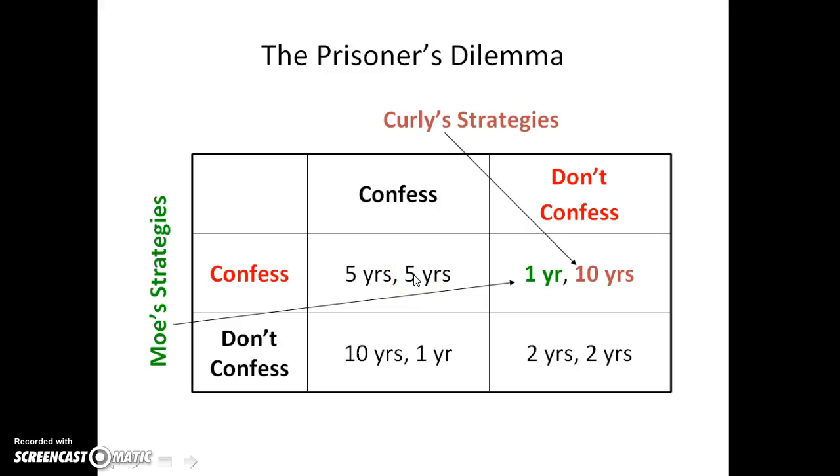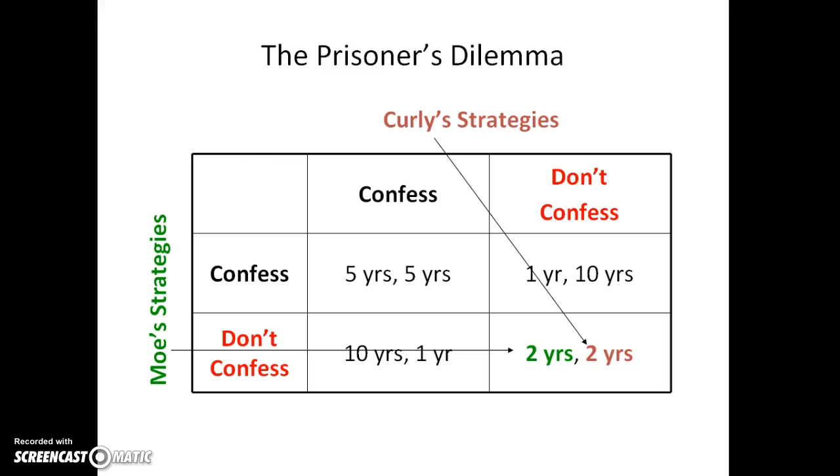In the second box, if Mo confesses and Curly doesn't, you can see that Mo will have the green outcome of 1 year and Curly will have the maroon outcome of 10 years. Okay, in this third box, the lower left, we can see what happens if Mo doesn't confess and Curly does confess. And in the fourth box, what happens if they both don't confess.